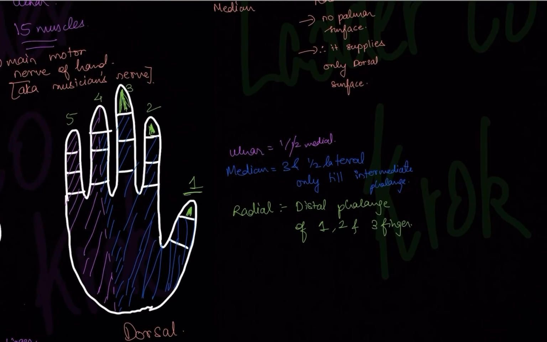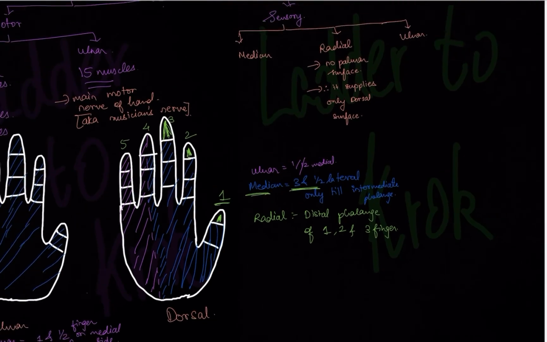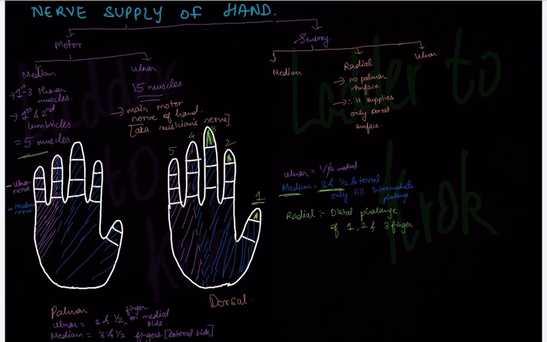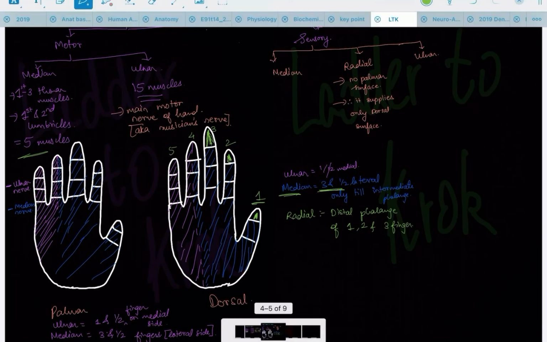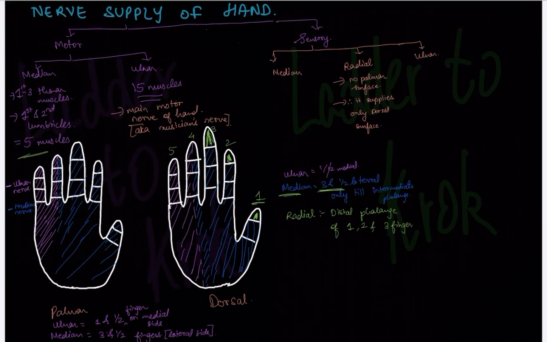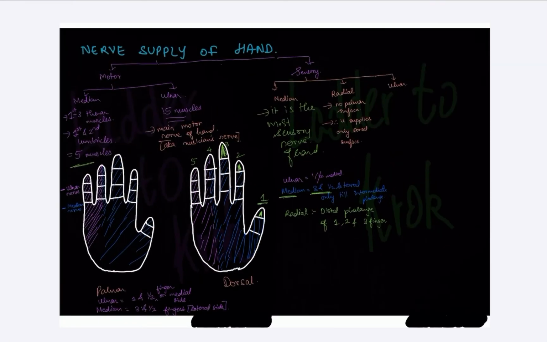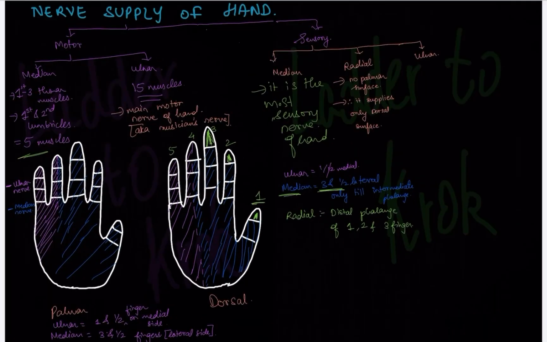So what can you conclude from this? Median is supplying most of the part in the hand as sensory, and it is also supplying the 5 muscles. So you can say the median nerve is the most sensory nerve of our hand. I hope now everything is clear. Remember this, and draw the proper division between them.